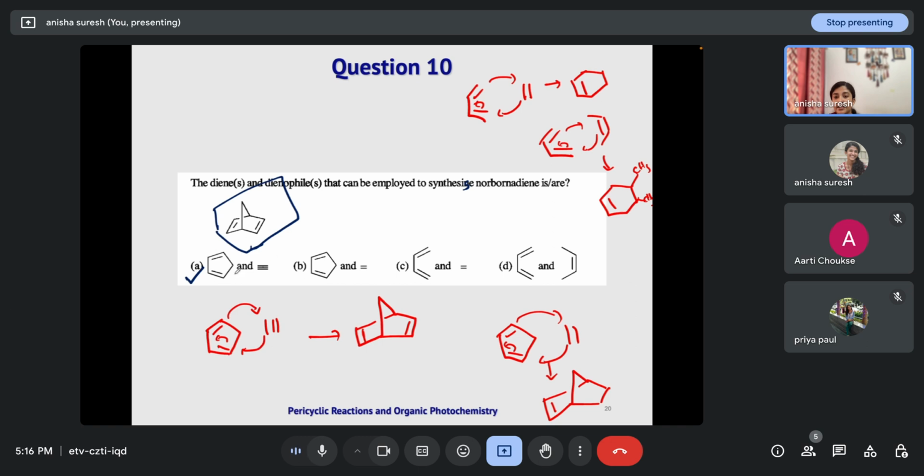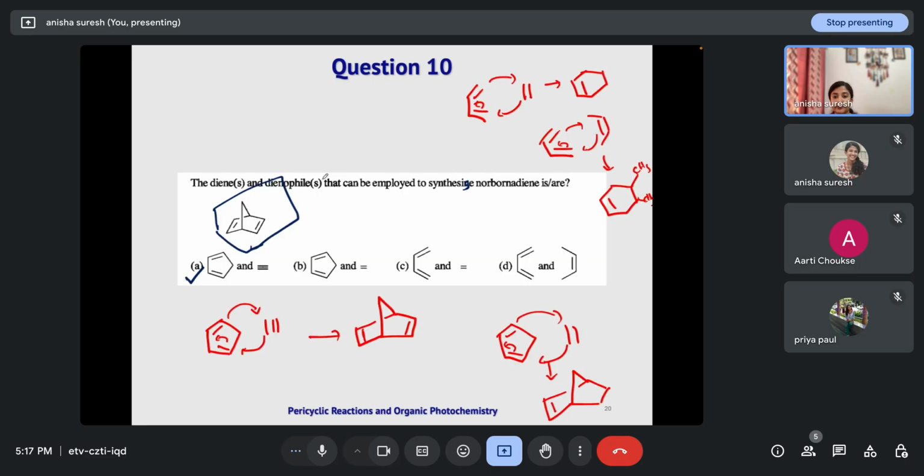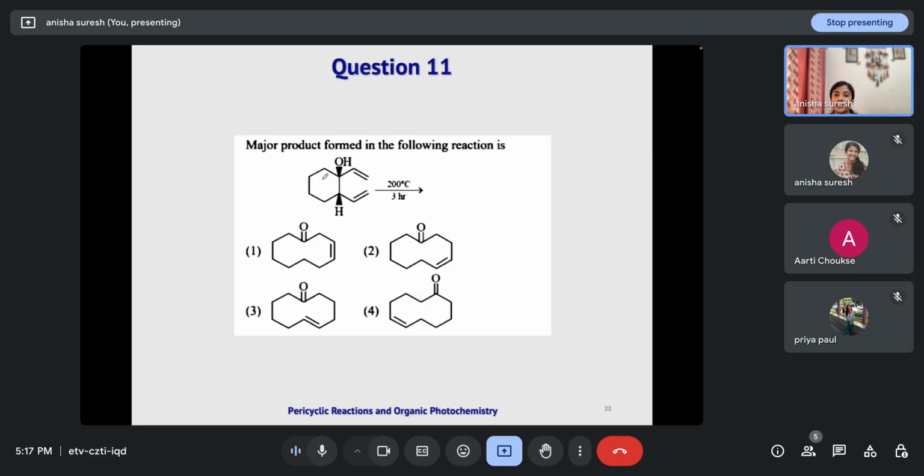These two starting materials, that is cyclopentadiene and ethyne, will undergo a Diels-Alder reaction resulting in the formation of norbornadiene. Clear? Yes, clear. Okay. So option A is the right answer. Now coming to question number 11. Major product formed in the following reaction is.